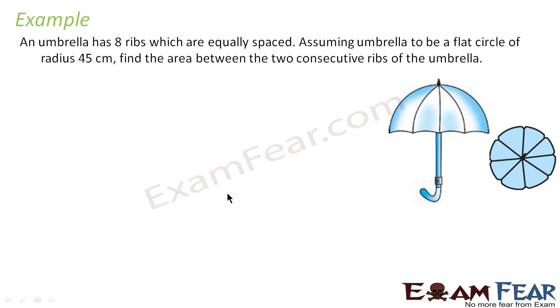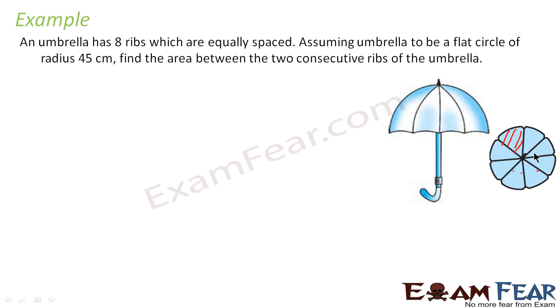Let's take one more example. The question says the umbrella has 8 ribs which are equally spaced. Assuming umbrella to be a flat circle of radius 45 centimeter, you have to find the area between 2 consecutive ribs of the umbrella. So if this is the umbrella, top view, and there are 8 ribs, 1, 2, 3, 4, 5, 6, 7, 8. We have to find the area between 2 consecutive ribs. That is, if you take this rib and this rib, we have to find this area.